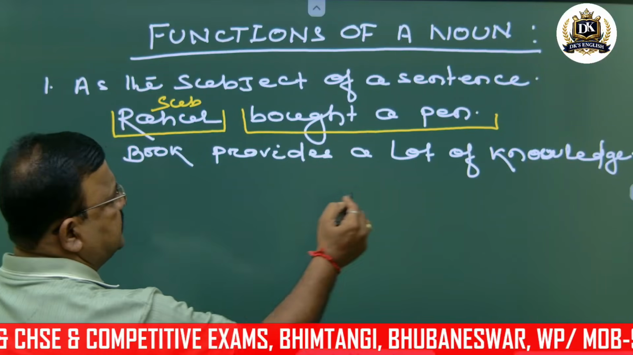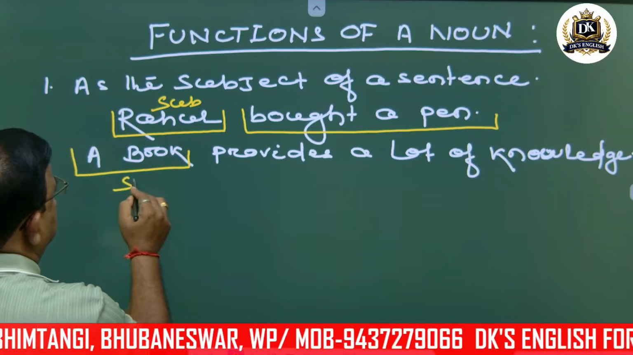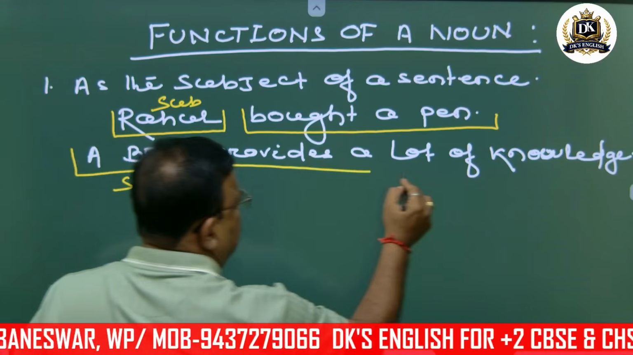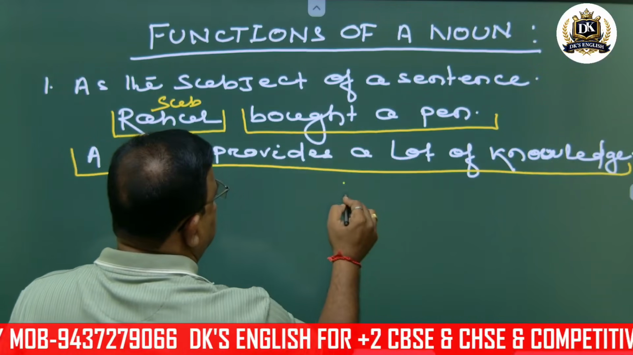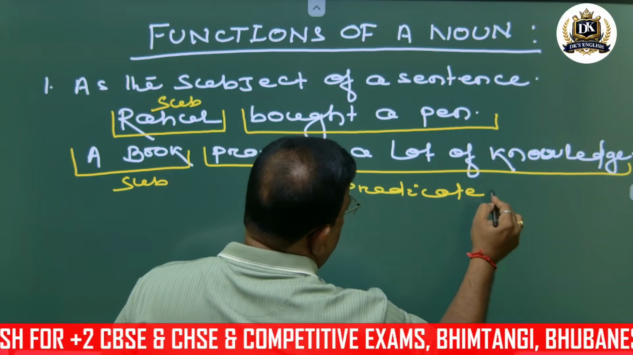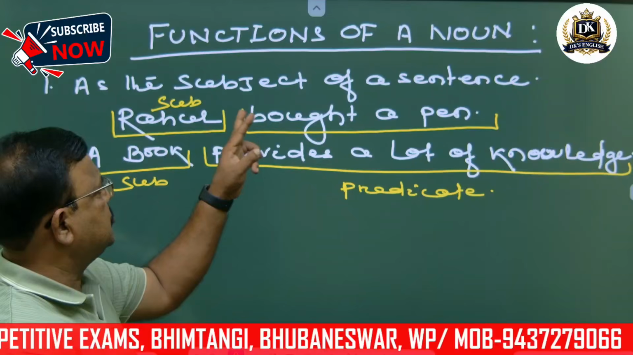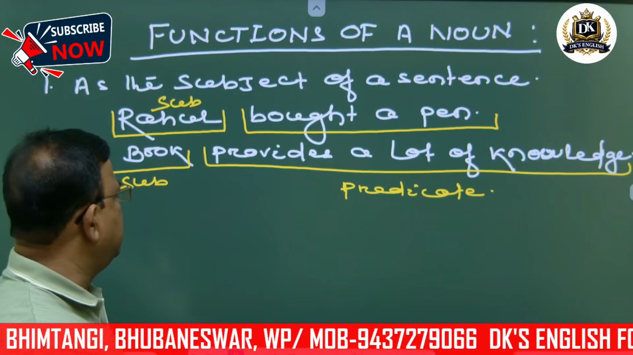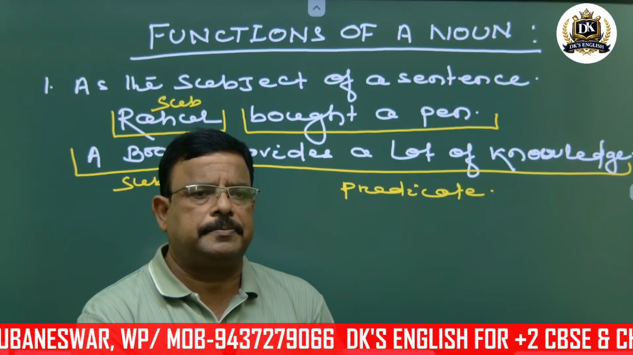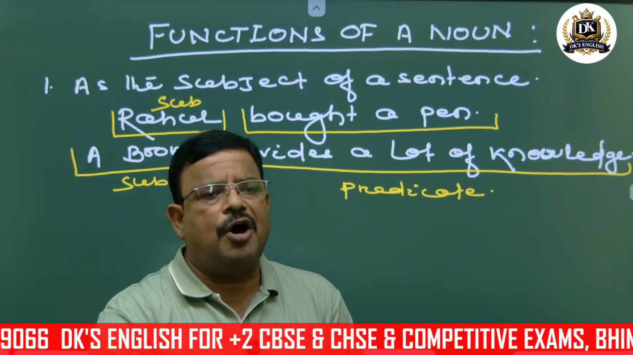Exactly. A book provides a lot of knowledge. So here "a book" is the subject of the sentence. Then "provides a lot of knowledge" is the predicate part. In the predicate part, what are the words that we will discuss? So our first point was the subject of a sentence. Always remember, the subject of a sentence is either a noun or a pronoun.